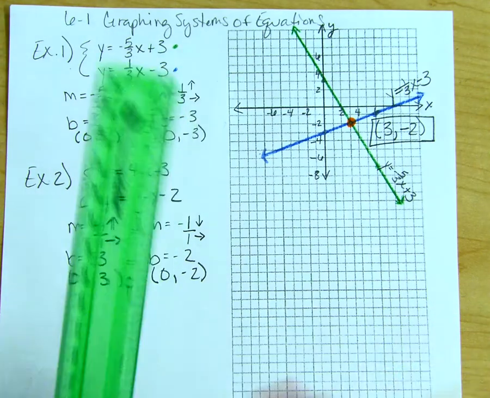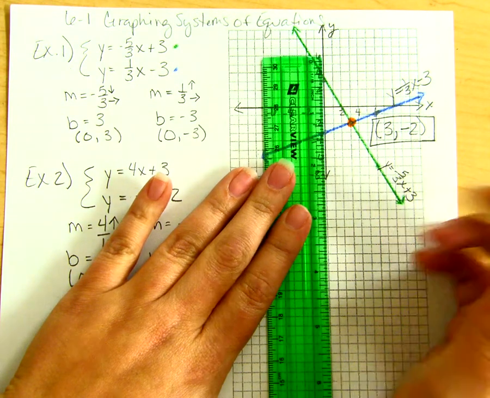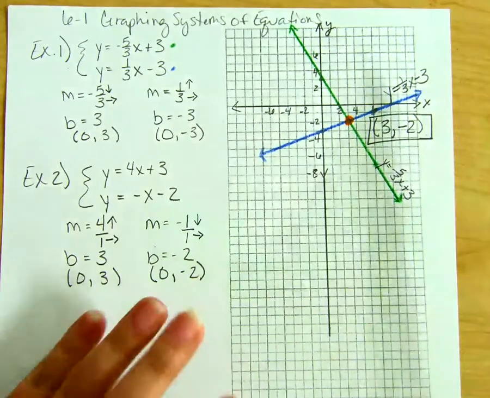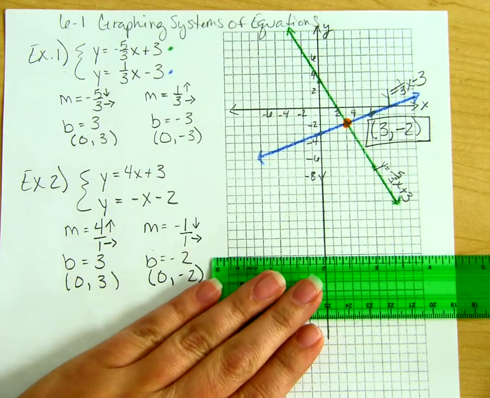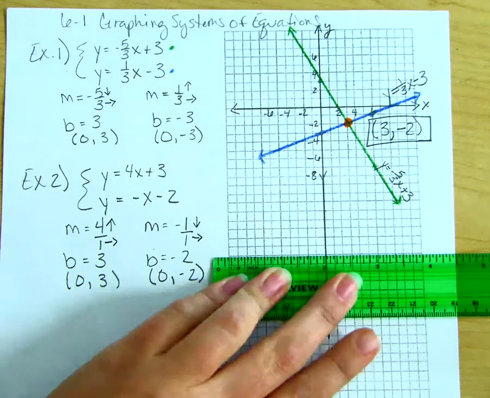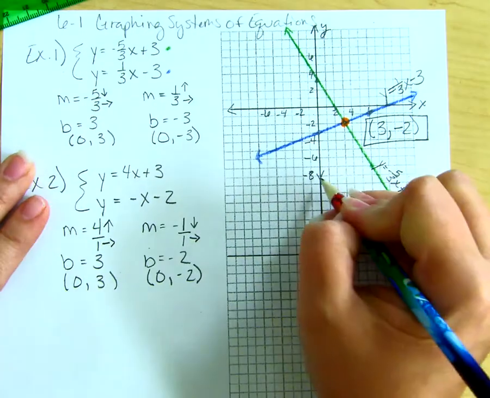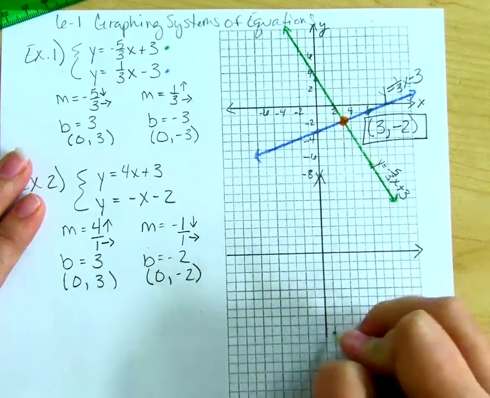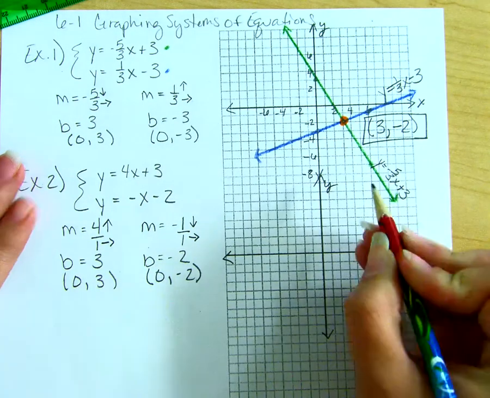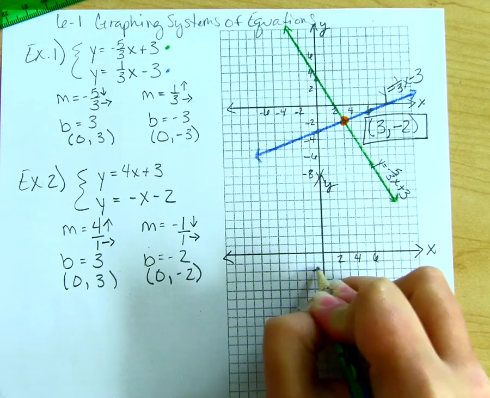I'm going to make a new coordinate axis over here. Uh-oh, it looks like I made it a little too close to the other line, but I think I can make it work. Again, I'm going to label it Y and X. I'm going to count off. I'm labeling by 2s, but I'm actually counting by 1s.